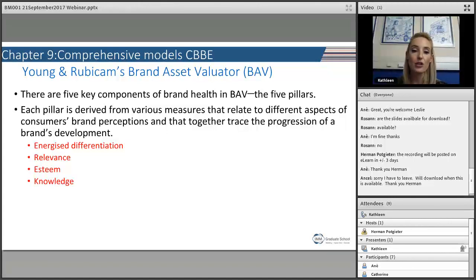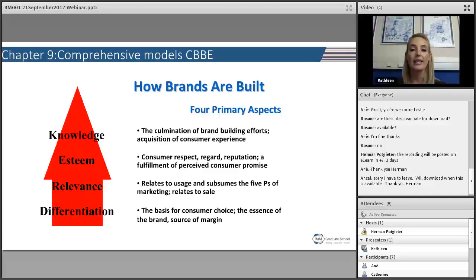Basically, it's a model that looks at 5 key components of a brand. And we call these the pillars of the brand. And these pillars are energy and differentiation, which are combined into energized differentiation, relevance, esteem, and knowledge. And a brand is rated on each of these 4 elements. And then it is assigned a position on what we call the power grid.